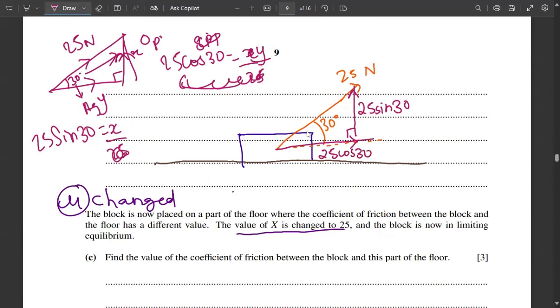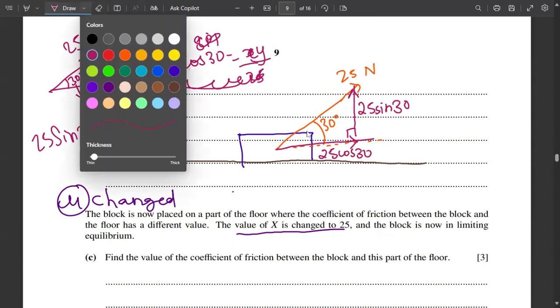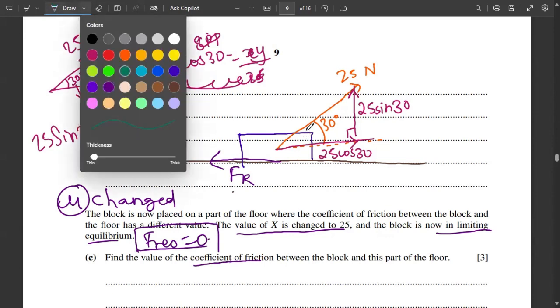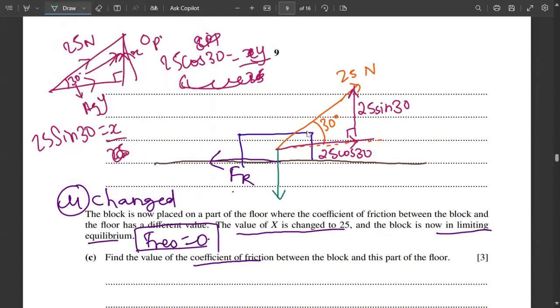Let's move ahead. The friction value has changed because there is friction. We'll also have to mention FR. And the block is now in limiting equilibrium. That means the resultant force is 0. Find the value of the coefficient of friction. Very easy question. Now, here the block has a mass of 5 kg, so this will also be 50 Newton, same as the previous question.